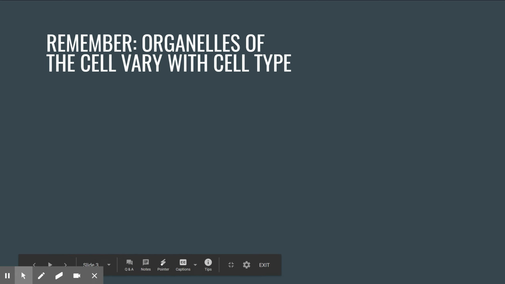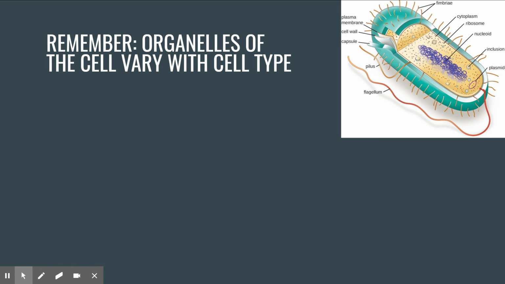Something to remember is what we covered on Monday. Organelles of the cell actually vary with the type of cell we're talking about. What I have on my screen now is an image of one cell type. If I examine this cell type, I see that it has this oval shape. It has the presence of cytoplasm, it has the presence of ribosomes, and then I see this keyword of a nucleoid. A nucleoid is just a condensed set of DNA. Since there is no nucleus present, I can conclude that this is a prokaryotic cell.